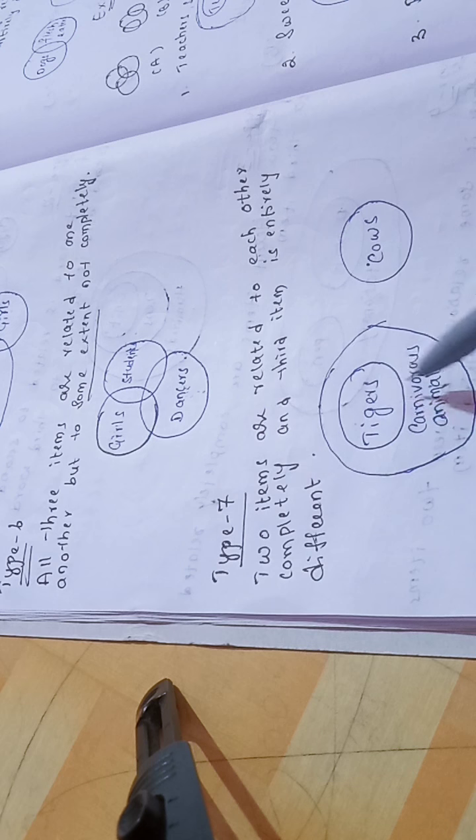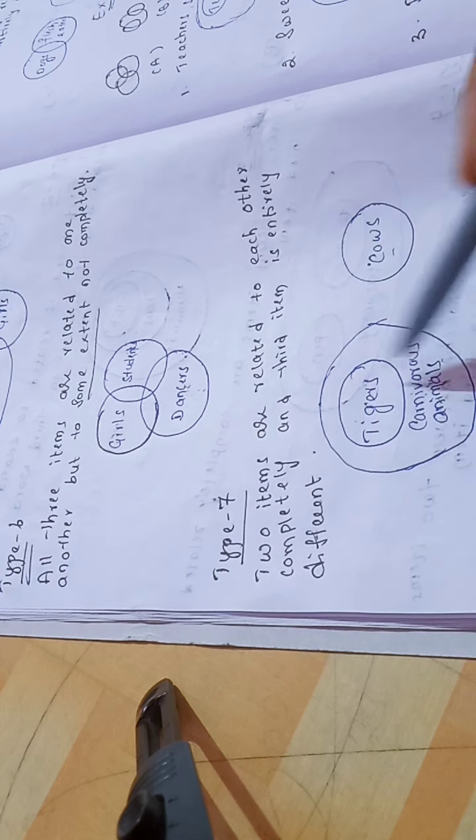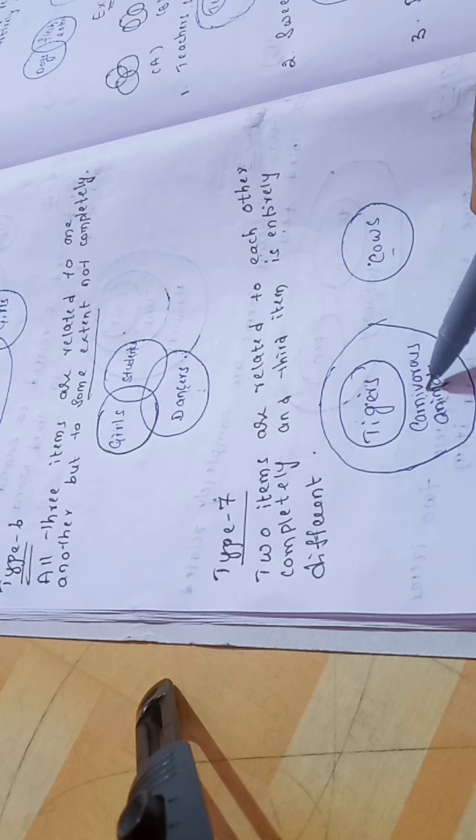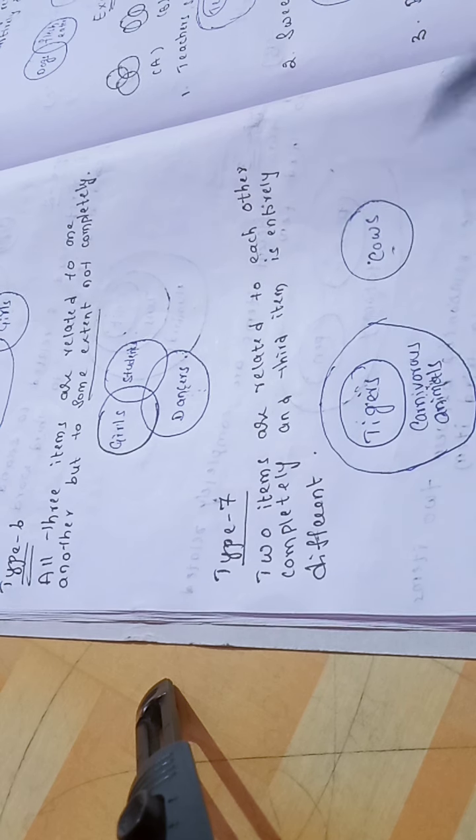Now next, rule 7 or type 7. Here, two items are completely related to each other and the third is totally different from them. Here I took the example of tiger. Tiger is a carnivorous animal. So these are related. Tiger is a carnivorous animal. These are related completely. But cows are totally different from them.